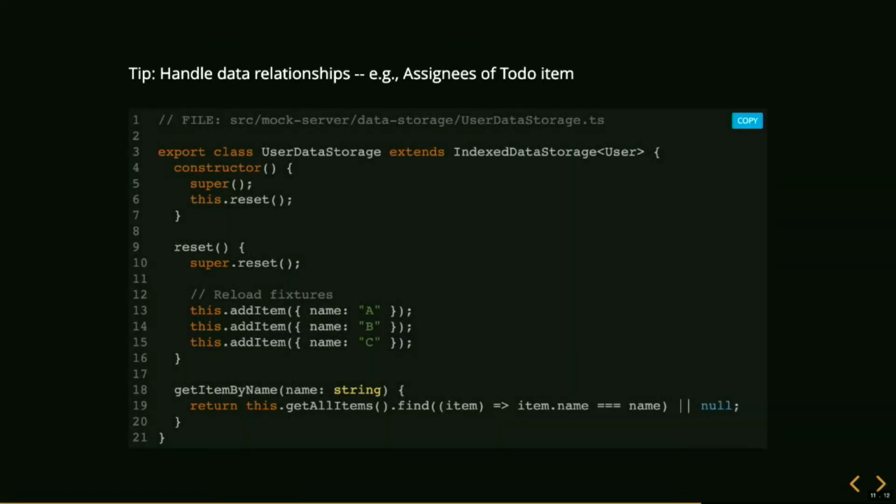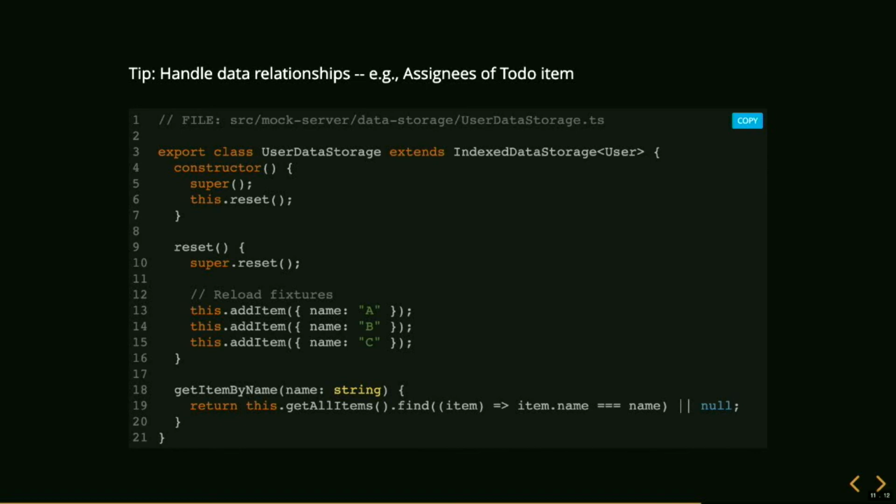Apart from the basic data persistence needs, we can also handle data relationships with this solution. For example, imagine that we want to add assignees to to-do items, which means we want to add a many-to-many relationship between user and to-do.